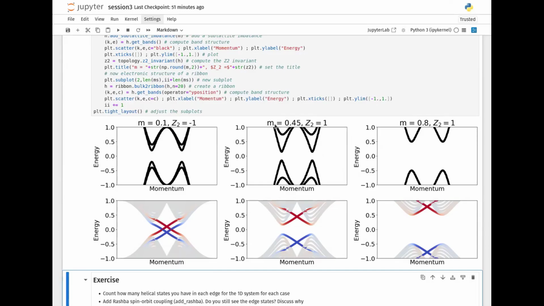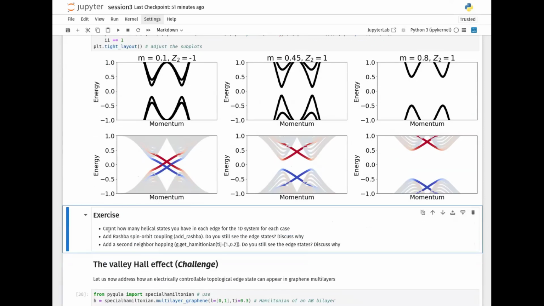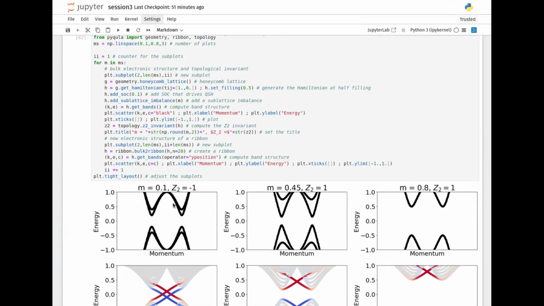Now, if we start increasing the value of the sublattice imbalance, then we go through a topological phase transition, and this gap is now trivial, so we get a Z2 invariant of 1. In this regime, we no longer have gapless edge states, but we just have a gap, and as we keep increasing the mass, the gap becomes bigger. Okay, so let us count how many helical edge states we have in each edge for each case. At 0 energy, here we have one pair of helical edge states, 0 helical edge states, 0 helical edge states.